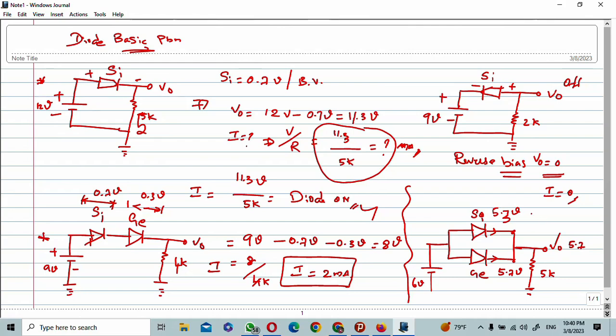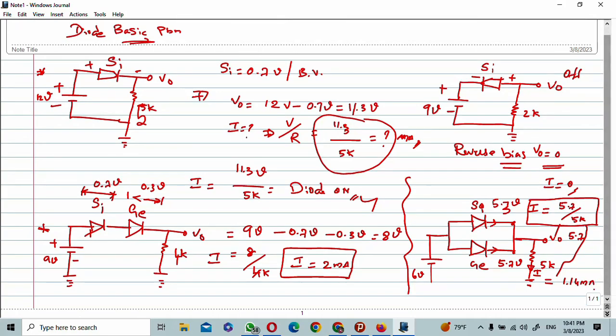From this, it is easy to solve for the current value. I equal to 5.7 over the resistance. How much resistance is given? 5 kilo ohms resistance is given. So automatically we can get the I value. How much current will flow here? The current will be approximately 1.1 milliamps.